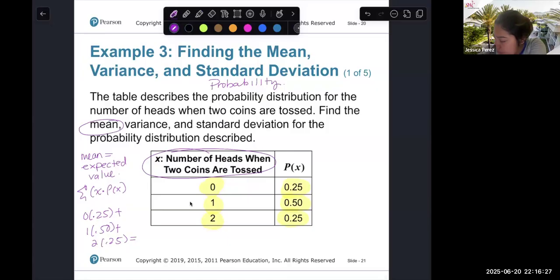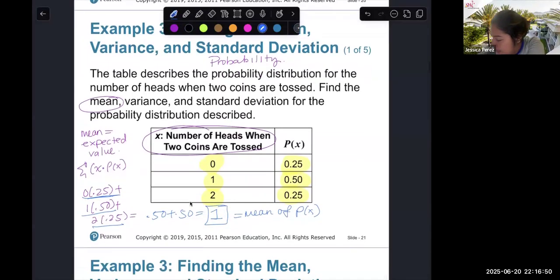So first, we're going to get 0 here, 0.50 and 0.50. So it's 0.50 plus 0.50. We get our expected value, our probability mean, to be the number 1. This is the mean of the probability distribution.